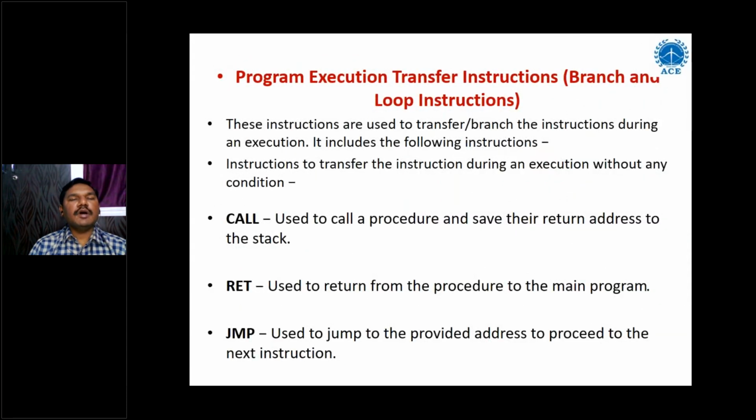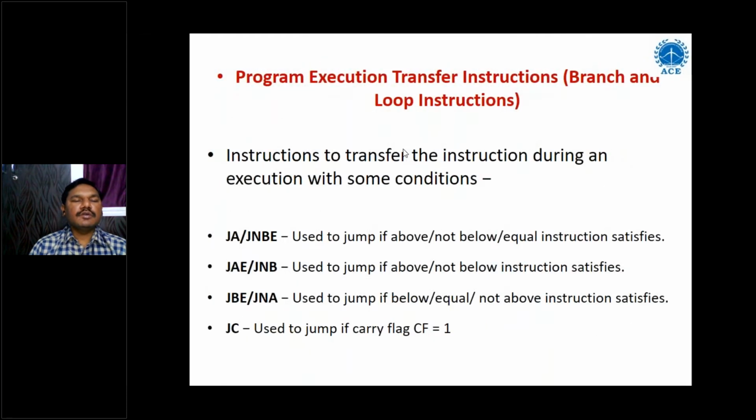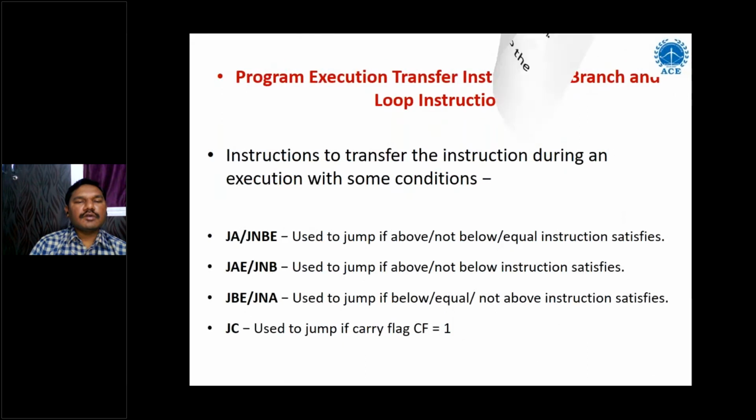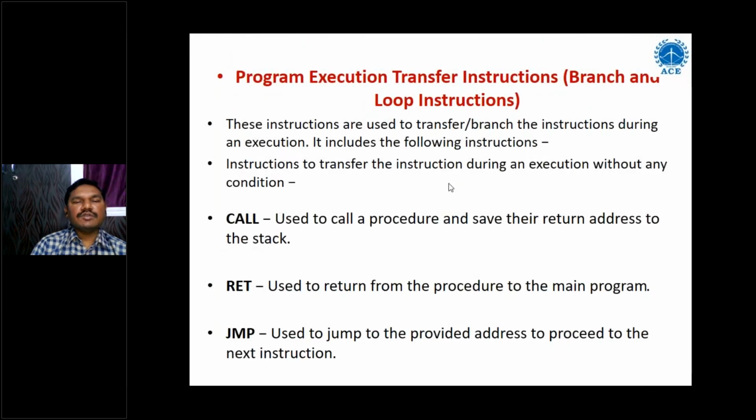And these are the branch and loop instructions. They are called the call, return and jump instructions. These are the three instructions used for branch and loop operations. The branch and loop instructions are of two types: conditional and unconditional. Unconditional instructions transfer control without any condition, so they need not check beforehand whether values are equal, less than or greater than. They can jump to the required location easily.